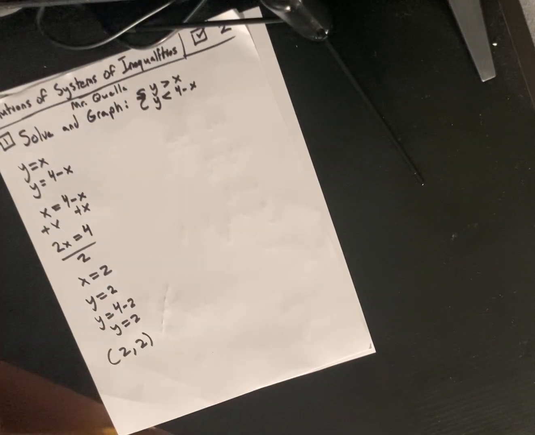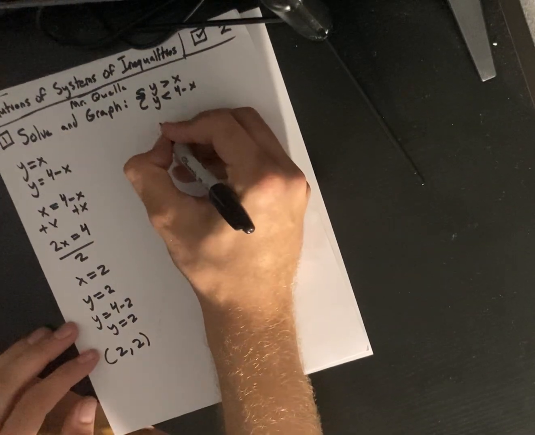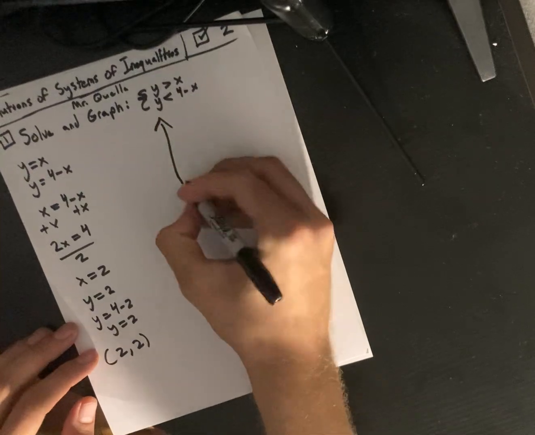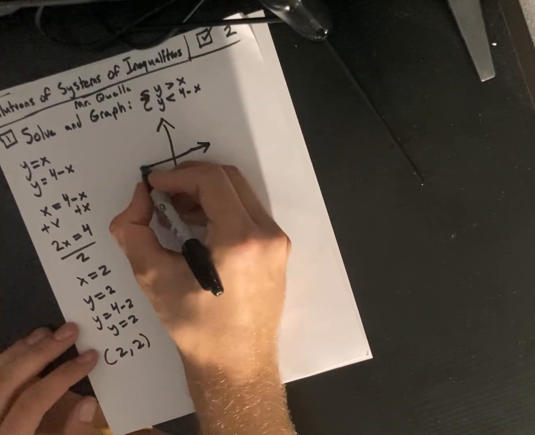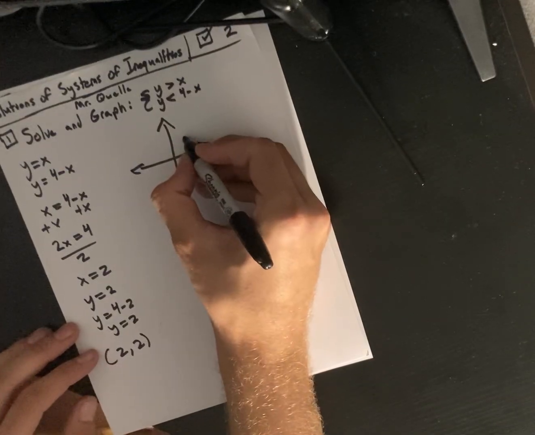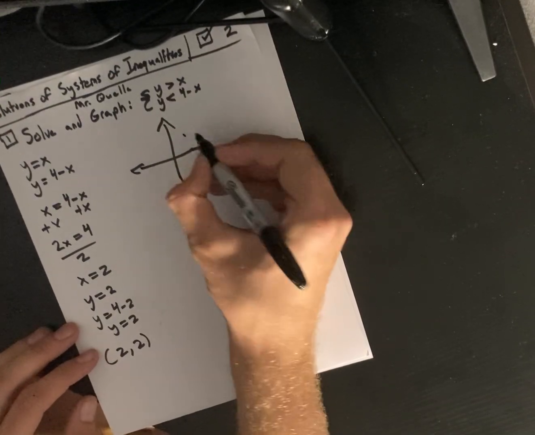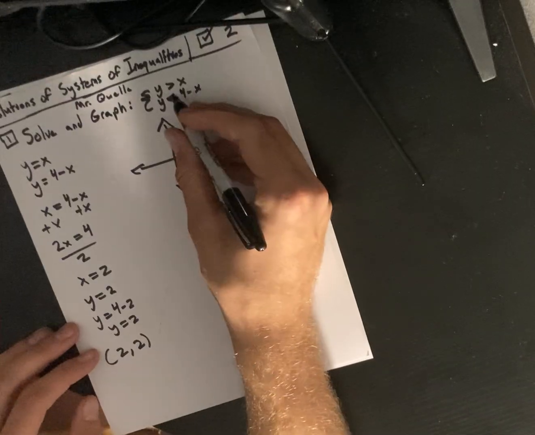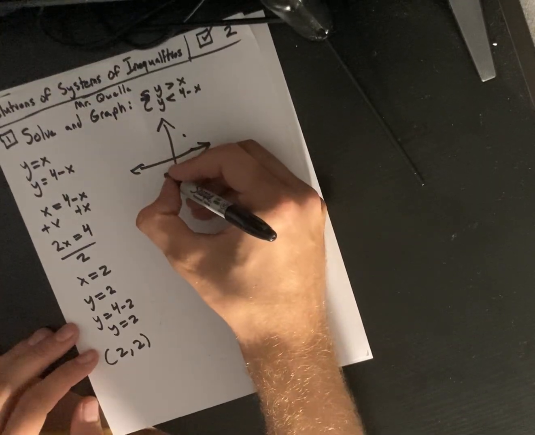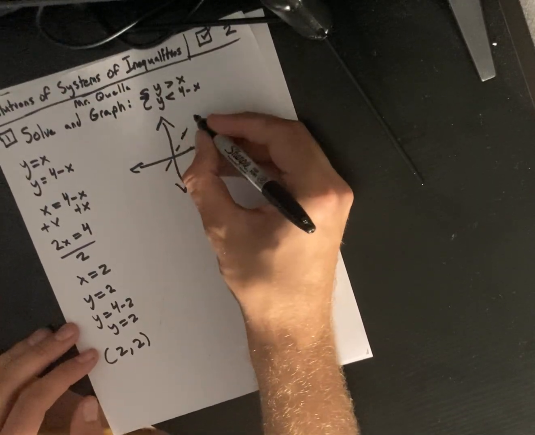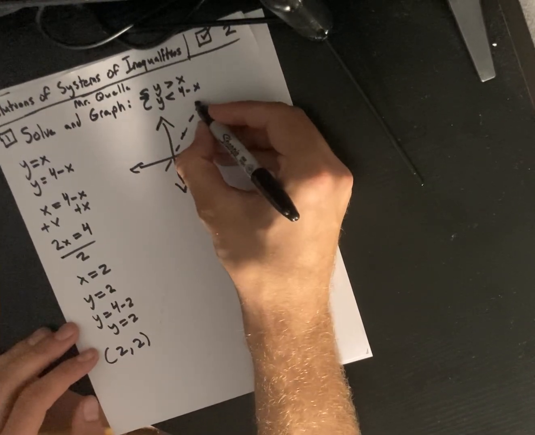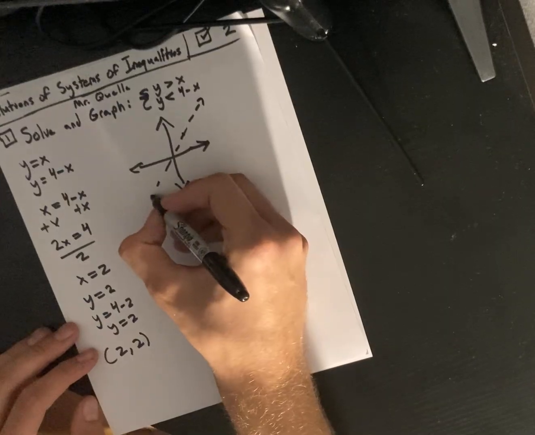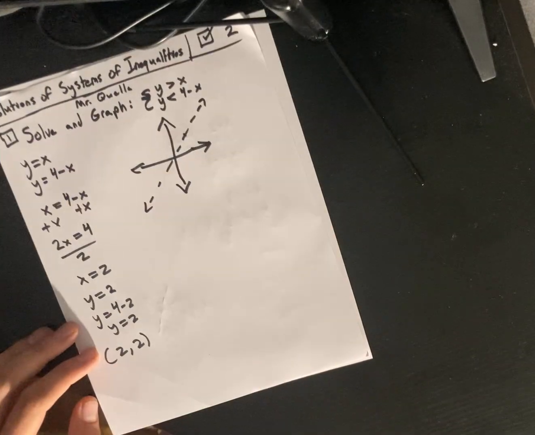Looking at those equations, what might this graph look like? That's what we're going to explore. Draw an axis. Plot the general point (2, 2) somewhere in here. Plot your graphs. Make sure to have a dashed line because it is a singular sign, not an equal sign as well. Only the greater than or less than. So we'd have a sign like that.